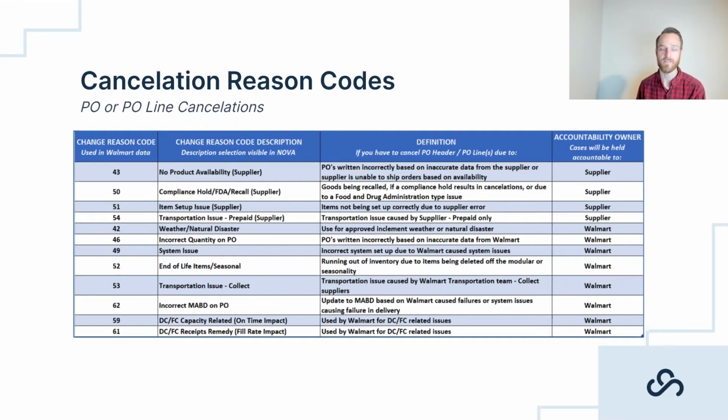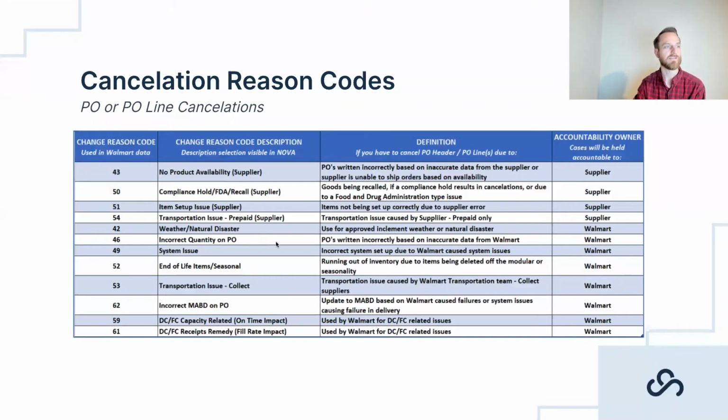One aspect that is important to know is when you cancel, in Nova is usually the app that you're doing these cancellations. If you choose a supplier cancel reason code, those are like auto approved. Immediately Walmart accepts that cancellation and it's applied.